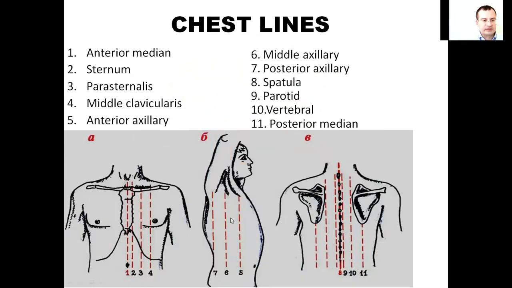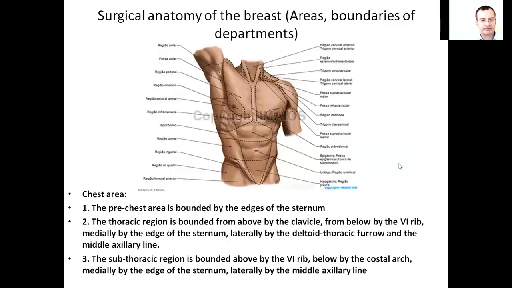The chest lines. Anterior median, sternal, parasternal, middle clavicular, anterior axillary, middle axillary, posterior axillary, scapular, paravertebral, and posterior median.